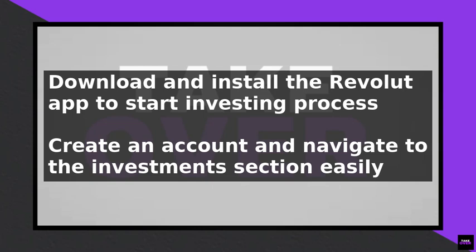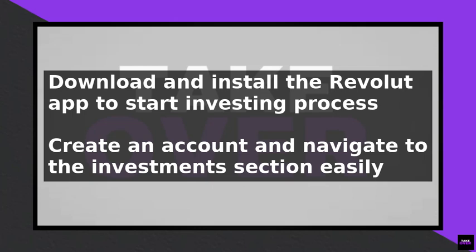Then create an account if you do not already have one. Once you have the app and an account, navigate to the Investments section. To start investing, you need to add money to your Revolut account. You can do this by linking your bank account or credit card to the app. Make sure you have sufficient funds in your account before proceeding.